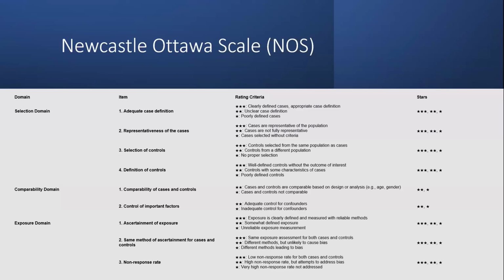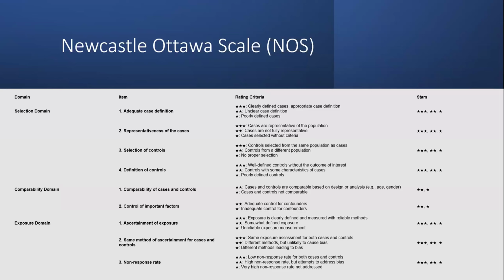And if cases and controls feel not comparable, then you will give a star of 1. Control of important factors: that is, adequate control for confounders and inadequate control for confounders. That means the confounding factors have to be mentioned, and how they were eliminated from those studies has to be reported.